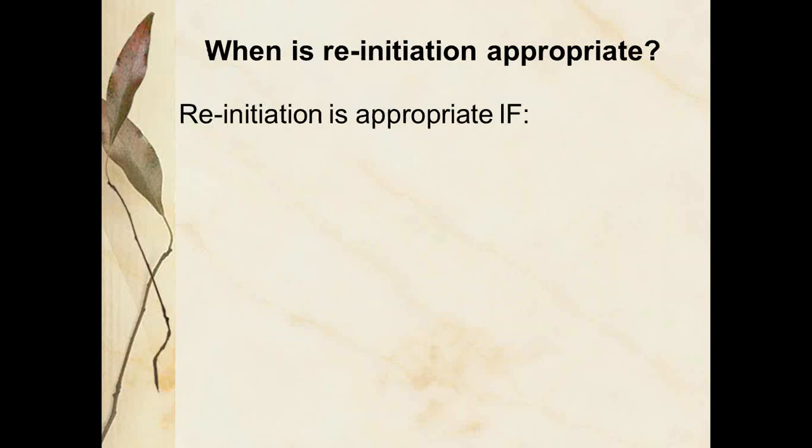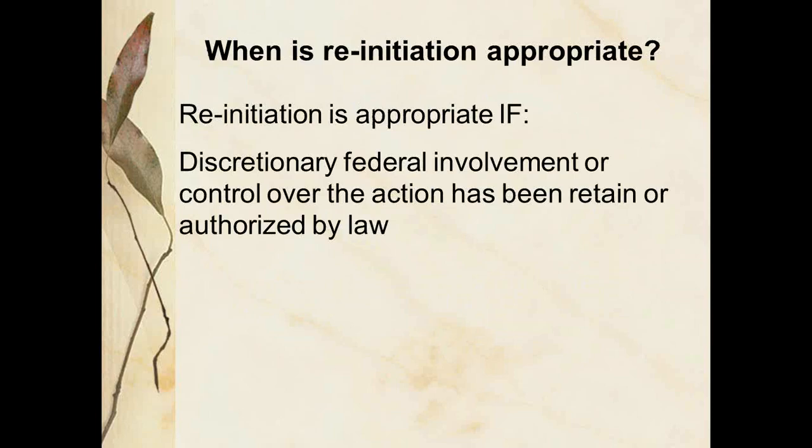So let's go into a little bit more detail on that. Reinitiation is appropriate if you have that control in place. So what does that discretionary control really mean? We want to venture a guess: what are some circumstances in which people would not have that control?